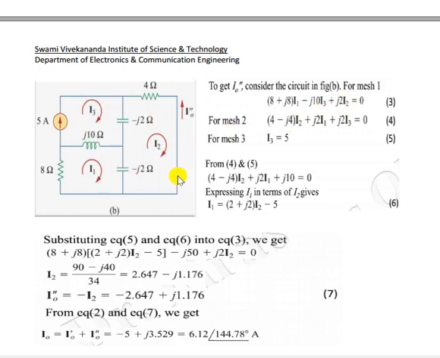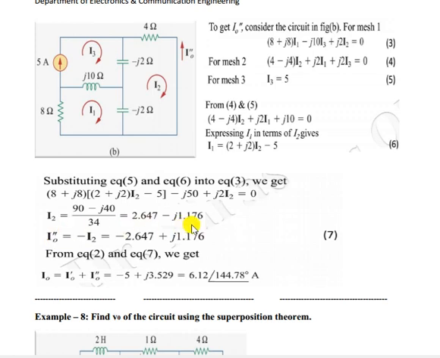For mesh 2, this is 4 minus j4, addition of these two, into I2, then minus of minus j2 into I1, again minus of minus j2 into I3 equals 0. Both become plus, and I3 is nothing but 5 ampere. So we can put this I3 value in this equation. We get it in terms of two variables, and we can solve to find I2. If you get the value of I2, I0 double prime equals minus I2. Okay, so we got this value.